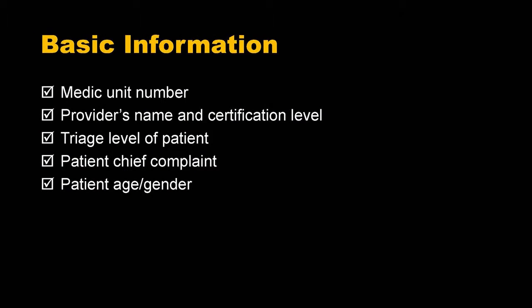Each report to a receiving facility should be accomplished in less than a minute and should begin with some basic information. All reports should include the following initial basic information: the medic unit number, the provider's certification and name, a triage level, patient's chief complaint, patient's age and gender. This basic information is followed by a script that is developed for different types of patients.